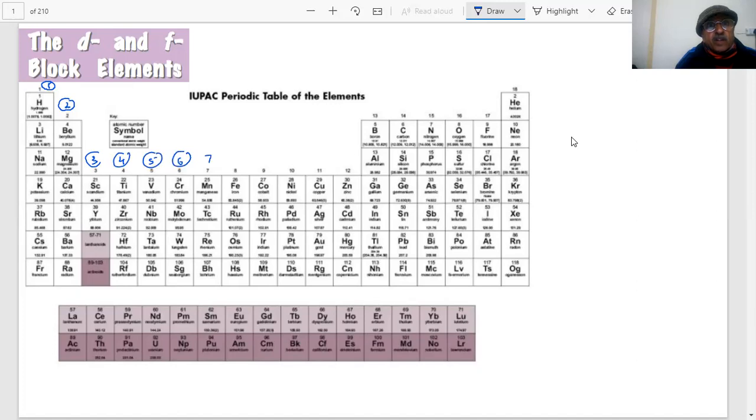group six, group seven, 8, 9, 10, 11, 12. Clear? And here group 13, 14, 15, 16, 17 and 18. ठीक है? These are known to us, students.